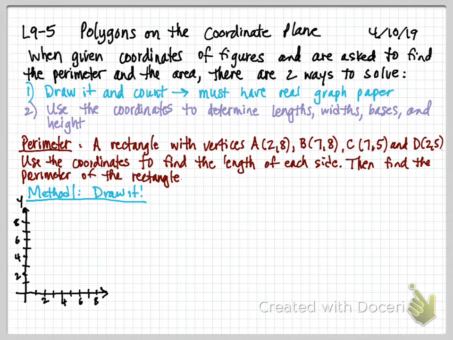So let's see, A was at 2, 8, and see how easy this is because I'm just looking for the intersections of the graph paper. B is at 7, 8. C was at 7, 5. And D was at 2, 5. Connect them together.